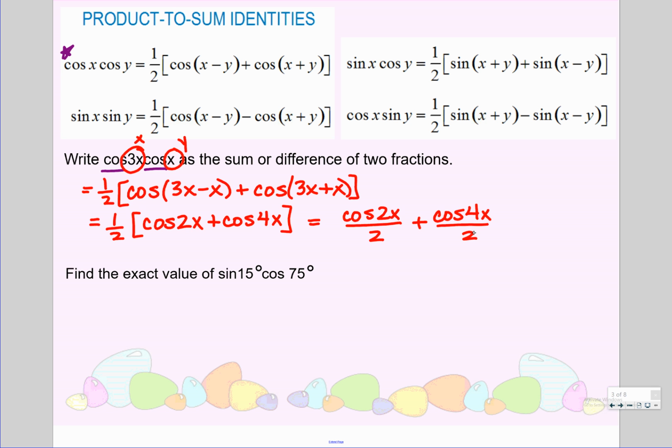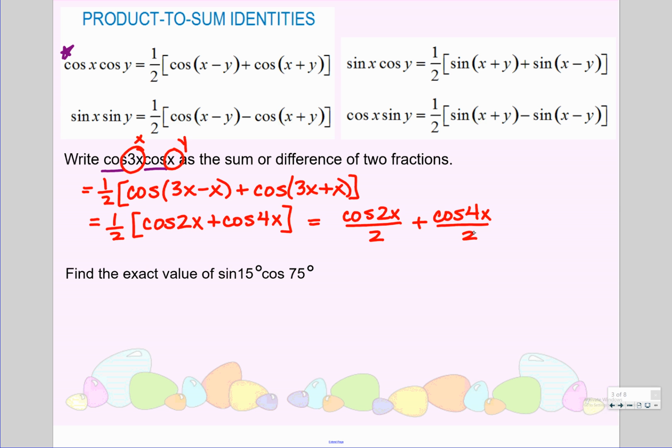Okay? All right, let's do the one at the bottom. I have to find the exact value of sine 15 cosine 75. So sine 15 and cosine 75 are not on our unit circle. And if I want to find an exact value, one way to do that is I can use the product to sum identities. If you turn it into the sum of two different angles, you could hopefully get angles that are on your unit circle and evaluate each of those separately.